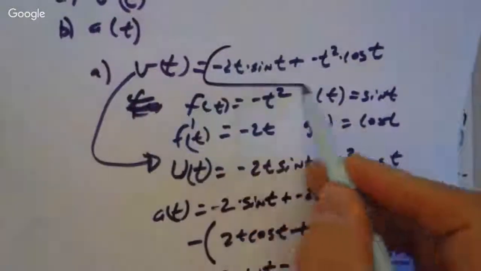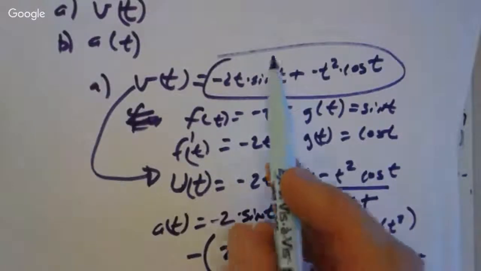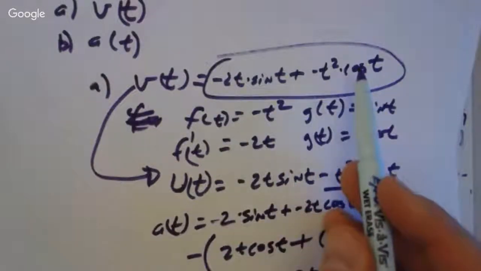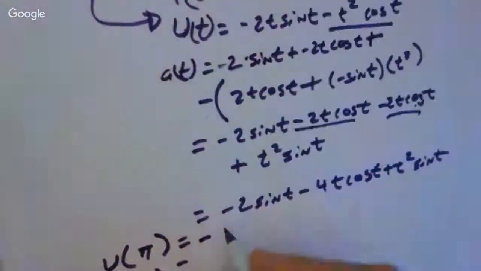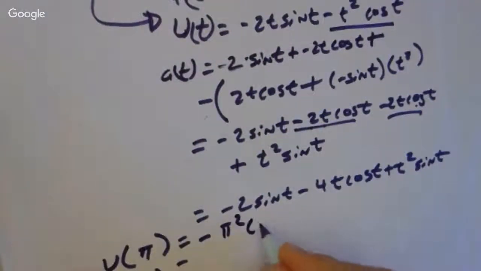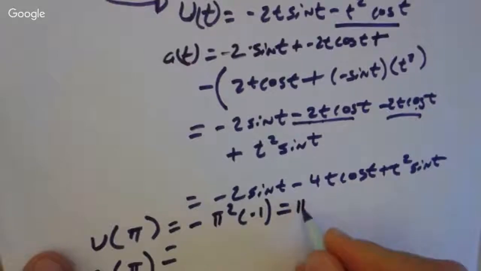Okay, so v of pi. Let's plug in pi. Where's our v? Our v is up here. Good news. What's the sine of pi? 0. So that goes away. What's the cosine of pi? -1. So -1 times -t squared. So negative pi squared times -1 gives me just what? Positive pi squared.